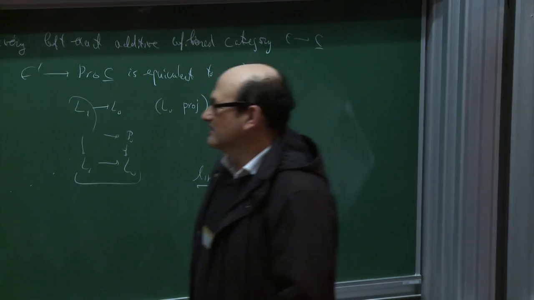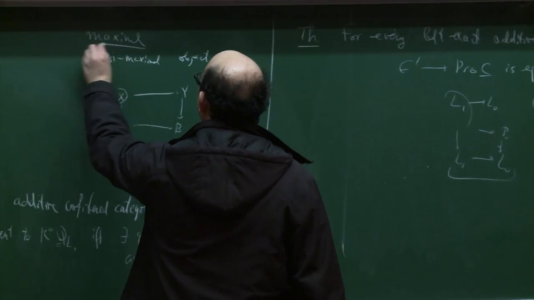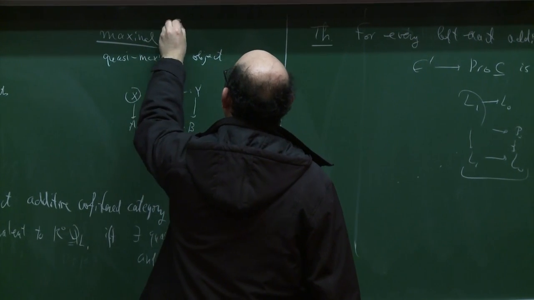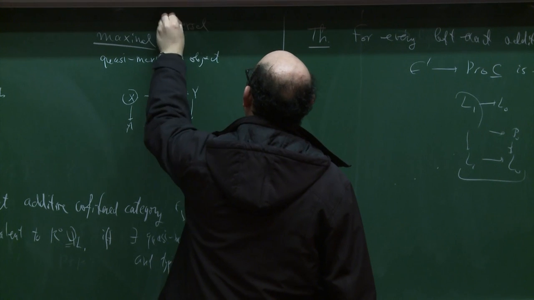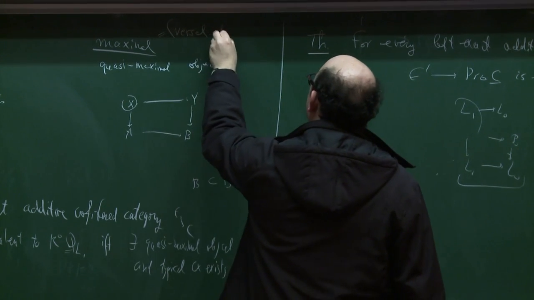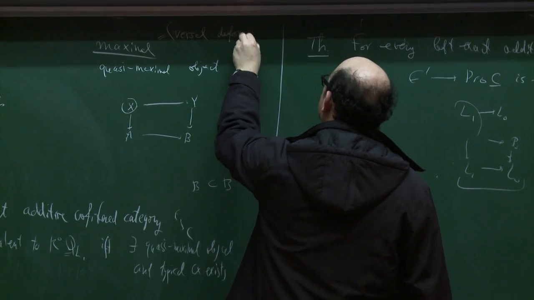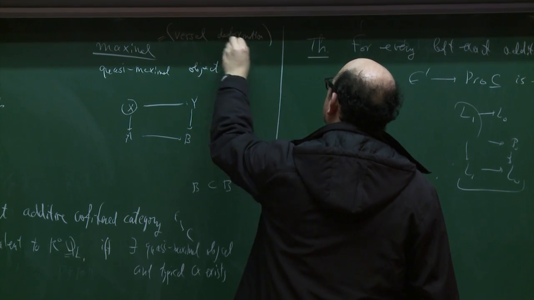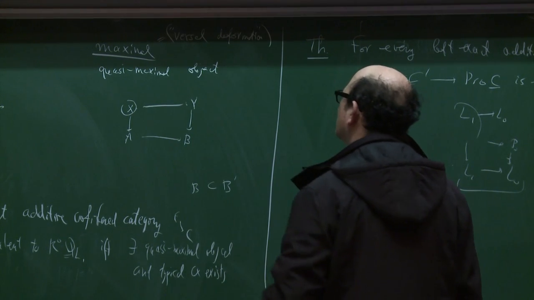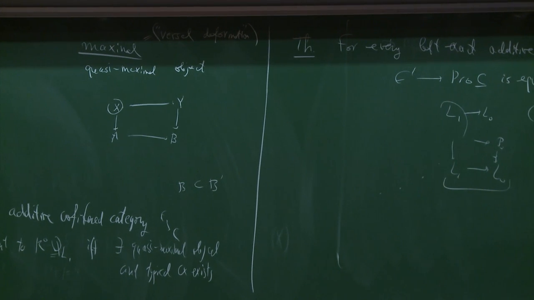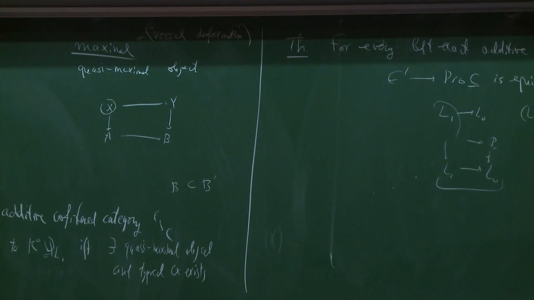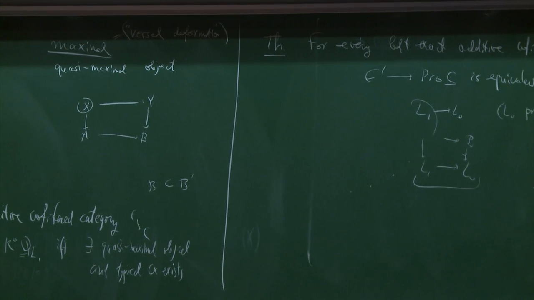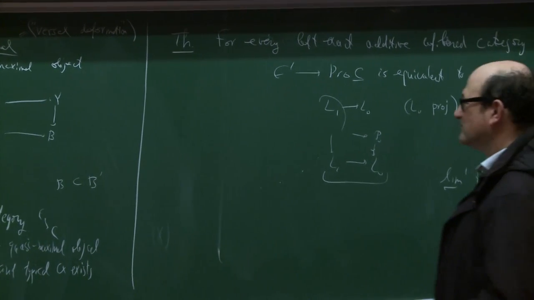in some sense, the maximal object is something which in deformation theory problems is like a versal deformation. So the property, so again I have to move.